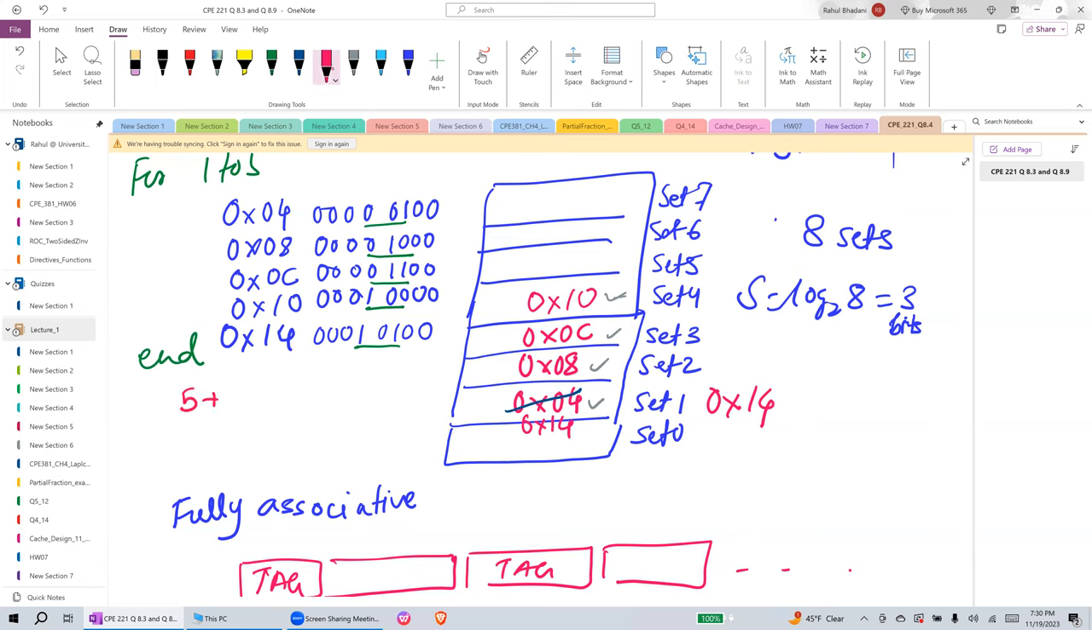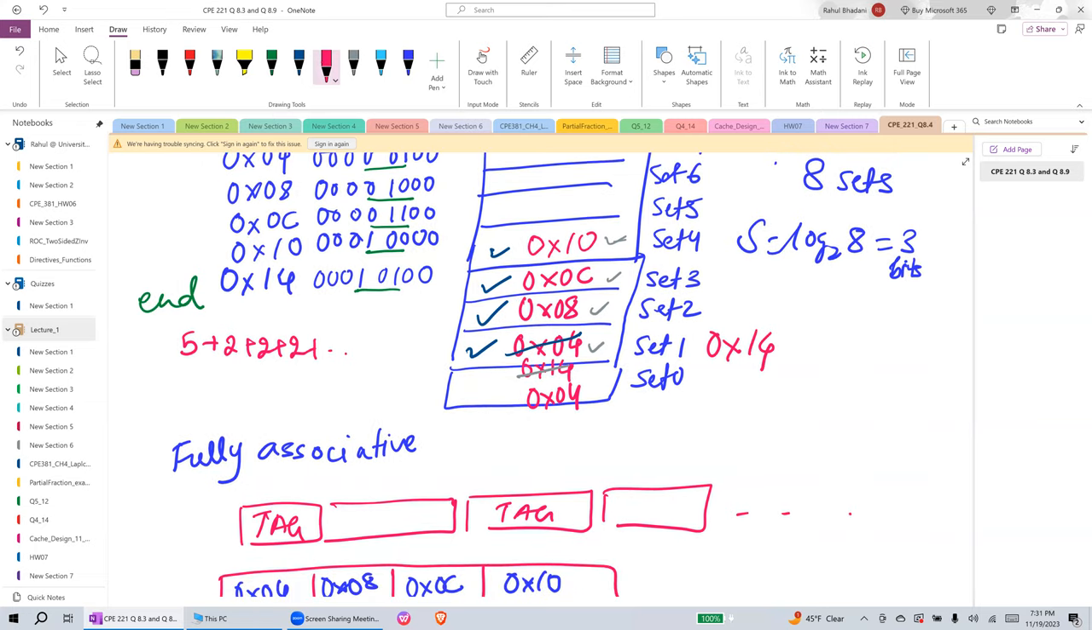Then the second time, it finds out that there is no 0x04 because it was replaced by 0x14 earlier. So it will delete this and then write 0x04 again. But for all of these, 0x08, 0x0c and 0x10, we will have cache hits, okay? Then again a cache miss will happen for 0x14. So in the subsequent iterations, you will find that we will have only 2 misses.